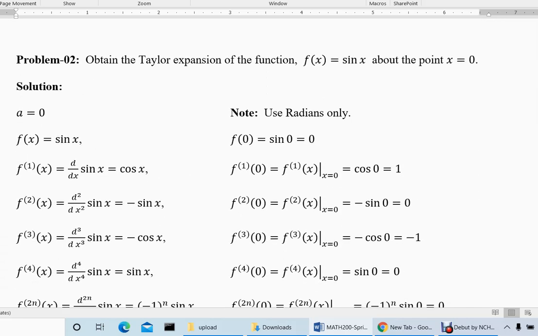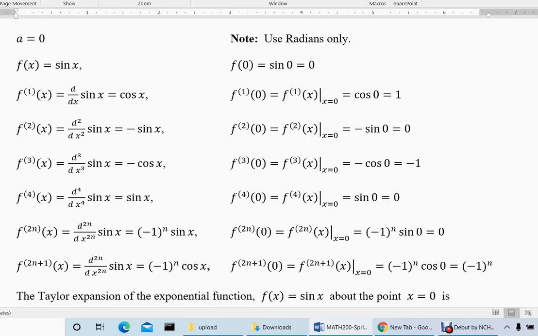Example 2. Obtain the Taylor expansion of the function f of x equal to sin x about the point x equal to 0. So you have to use radians when you are calculating the derivative. The function is sin x, the first derivative is cosine, the second derivative is minus sine, the third derivative is minus cosine, the fourth derivative is sine. Now we are doing it at x equal to 0, sin 0 equal to 0, cos 0 equal to 1. So your derivatives are 1, 0, minus 1, the third derivative, the fourth derivative 0.